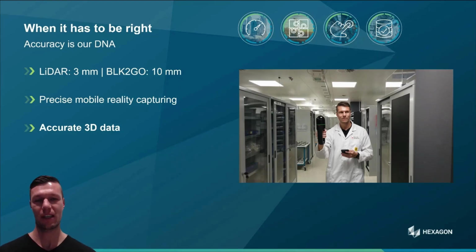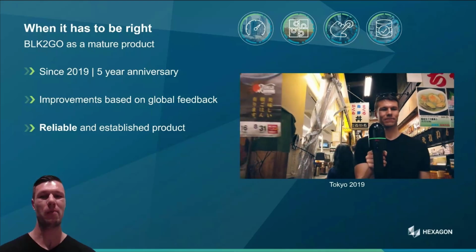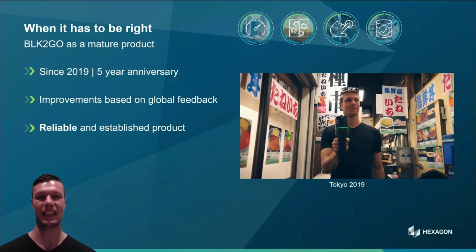The LiDAR system that I mentioned before is capable of measuring accurately within 3 millimeters and provides an important input to the overall system performance of the BLK2GO, which is, when you're walking for some minutes in certain environments, you get an accuracy of 10 millimeters, which is really great given the fact that you don't have to stop. You can just keep walking and capturing the environment and still be assured that you get accurate 3D data with the BLK2GO. And this is true since 2019, when we introduced and launched the BLK2GO.